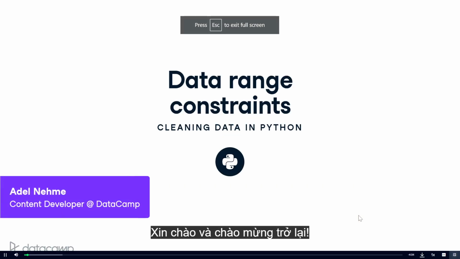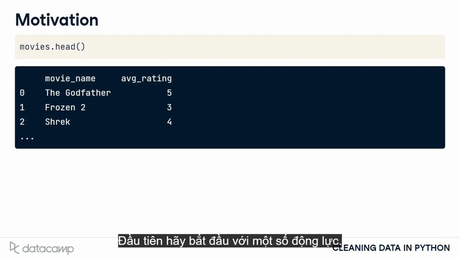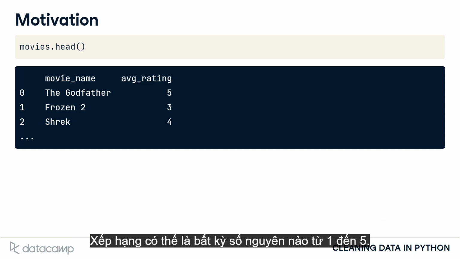Hi, and welcome back. In this lesson, we're going to discuss data that should fall within a range. Let's first start off with some motivation. Imagine we have a dataset of movies with their respective average rating from a streaming service. The rating can be any integer between 1 and 5.